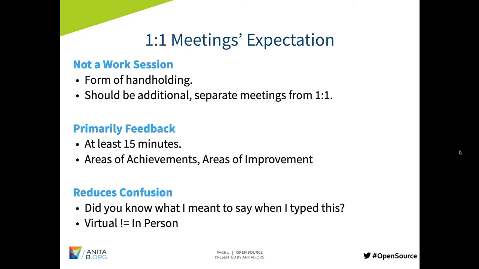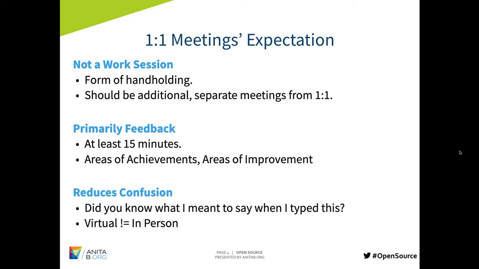So they should be 1-1 meetings that are at least 15 minutes. I have one with all of my students and all of my mentors. All of the mentors should have one with their admin and their student. And it's just 15 minutes to talk about areas of achievement that they have, where they're really great, and then areas of improvement.